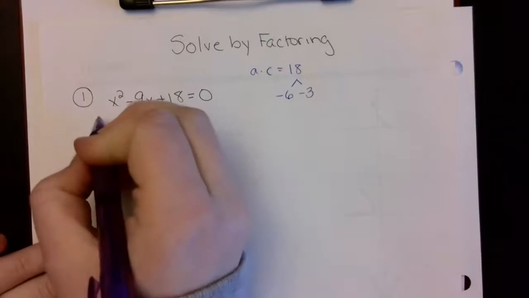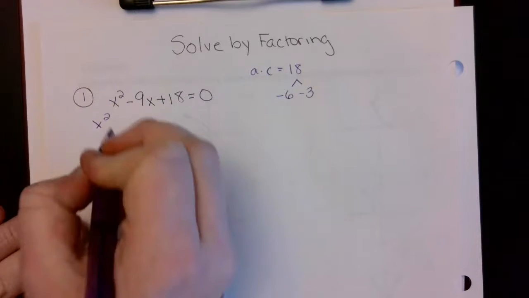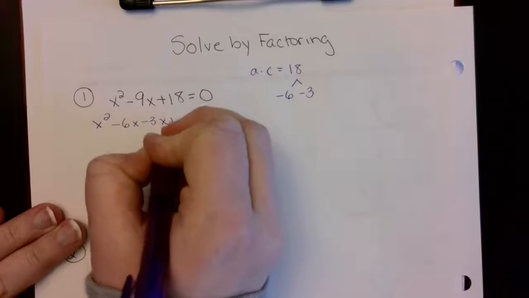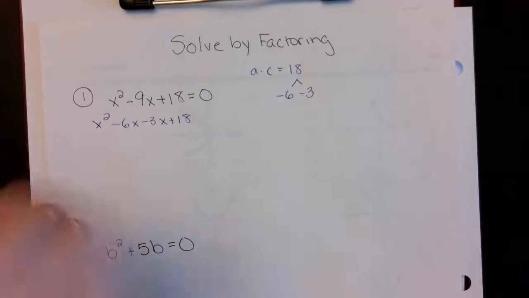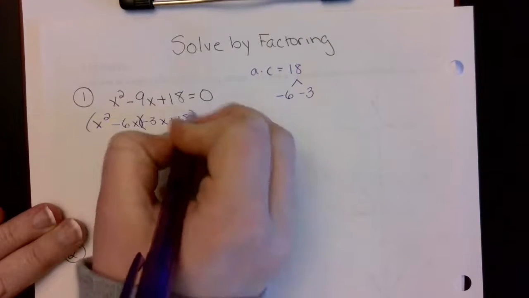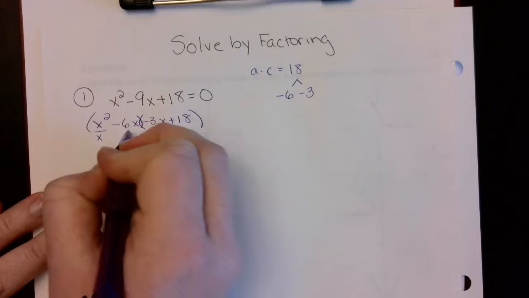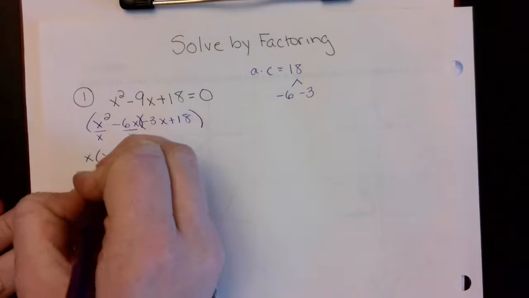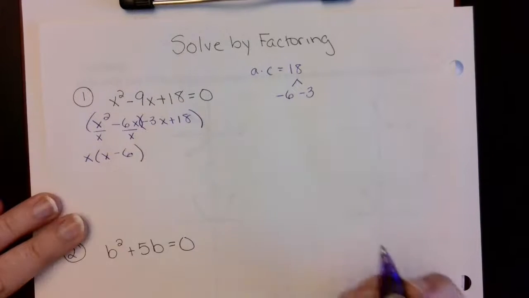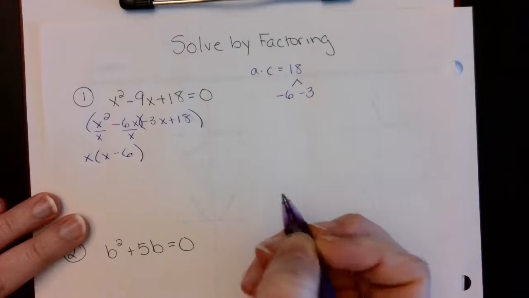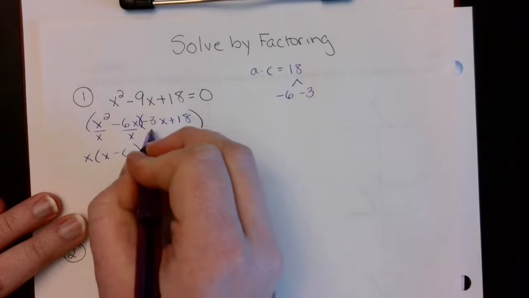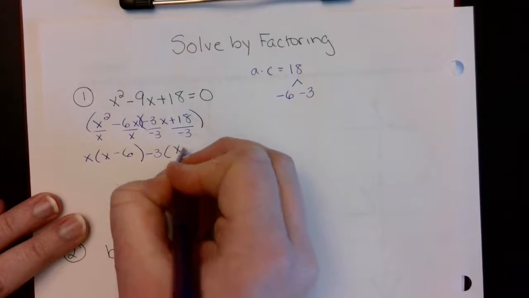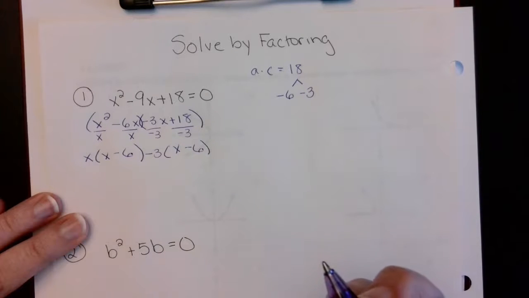So now I can rewrite this trinomial into 4 terms to be able to use our grouping method. I then am going to group my first two together and my last two. My greatest common factor of my first set of parentheses is x, leaving x minus 6 on the inside. My greatest common factor of the second set of parentheses is a negative 3 because of that negative there. I'm going to take a negative 3 out of both, leaving x minus 6 inside the parentheses.